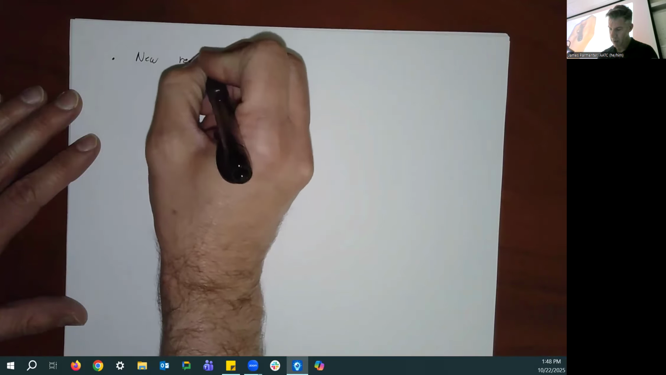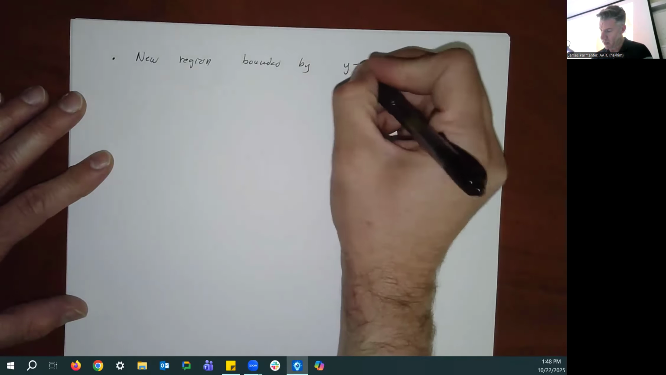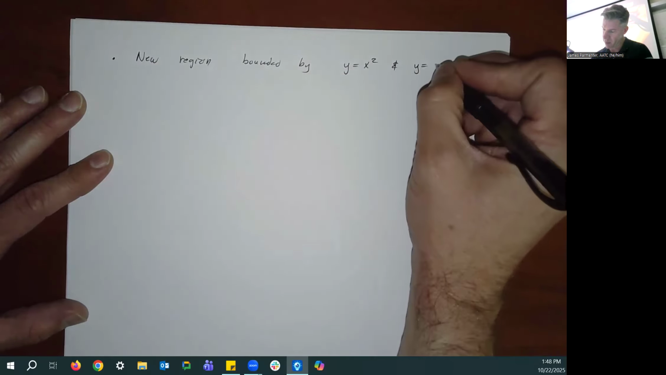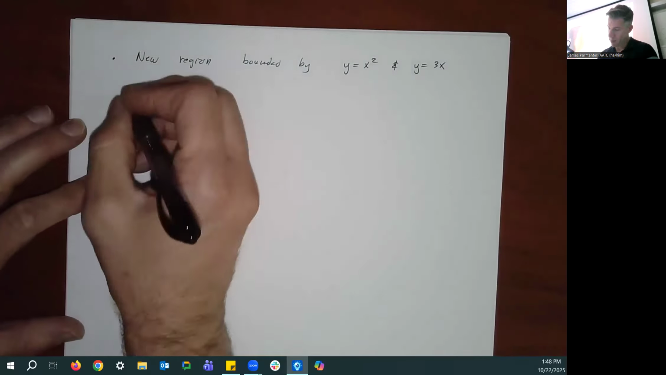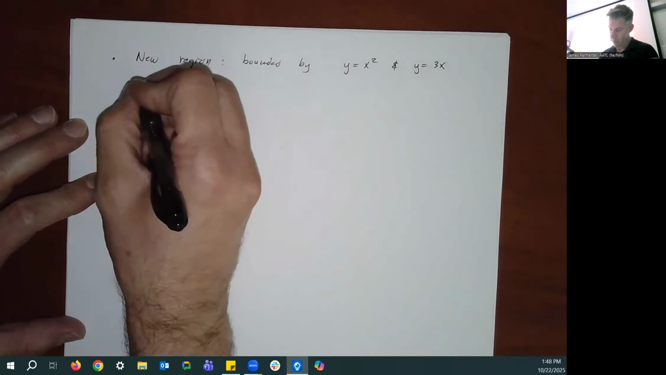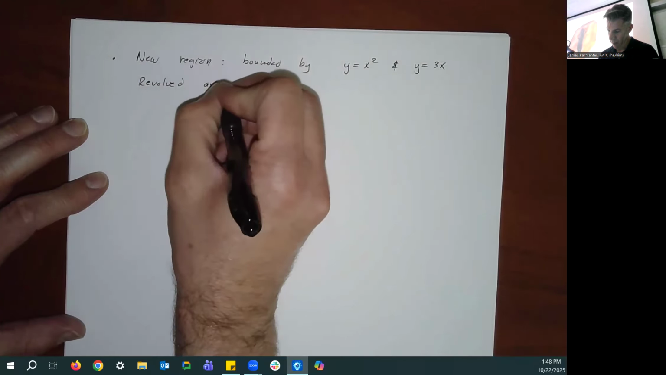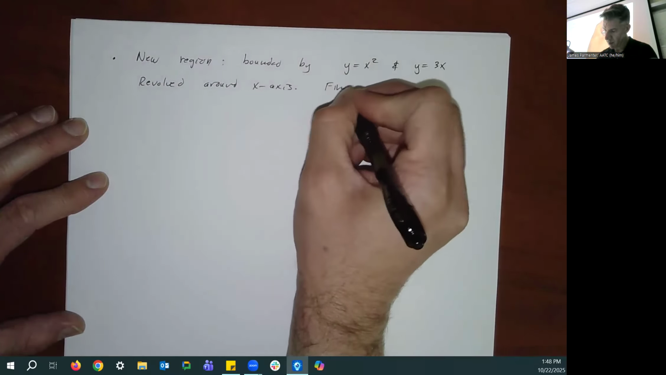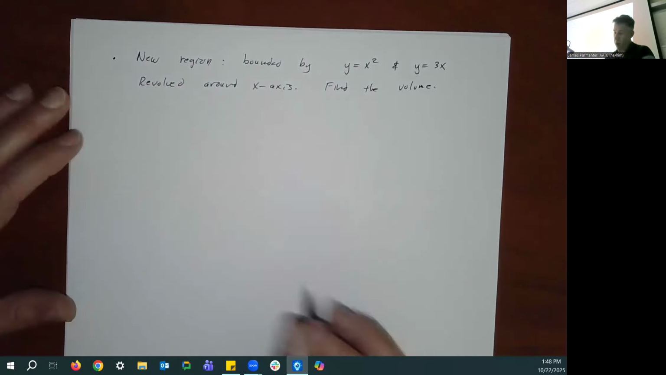It's going to be the region bounded by y equal to x squared and y equal to 3x. And we're still going to revolve it around the x-axis. We're going to find the volume. So I'm going to draw my region.